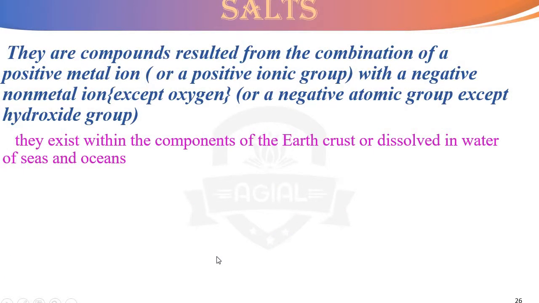Number 4, salts. They are compounds resulting from the combination of a positive metal ion or a positive ionic group with a negative non-metal ion except oxygen, or a negative atomic group except hydroxide group. And they exist within the components of the Earth's crust or dissolved in water of seas and oceans.